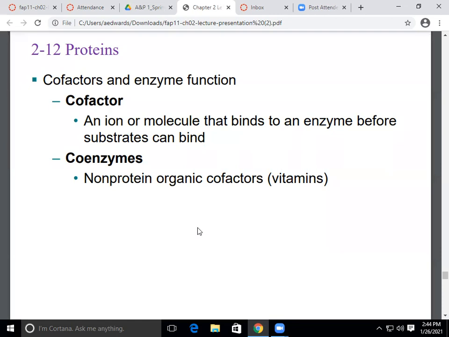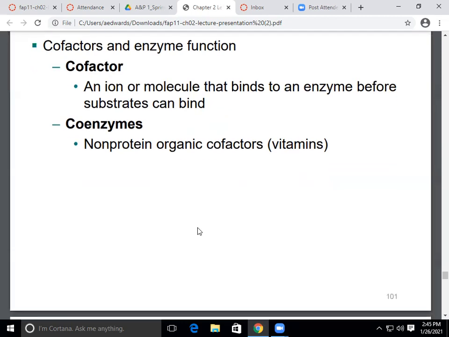So it's kind of like having a car, but if you don't have the key, the car doesn't work. But the car has an active site, which is where you put the gas, right? Which is where any chemical reaction can happen. All right.